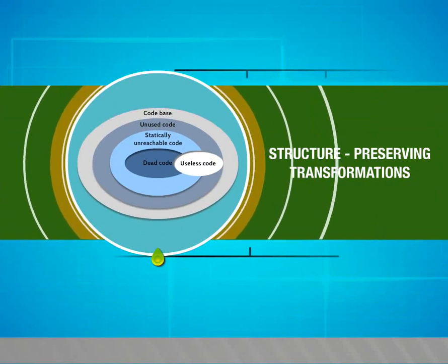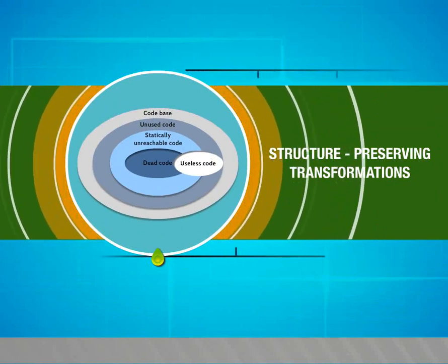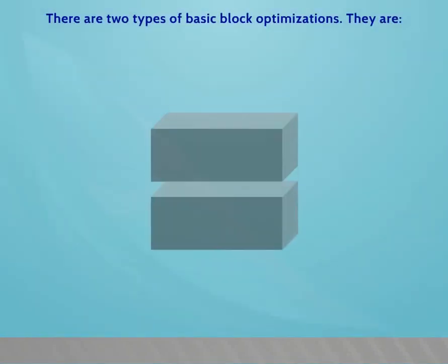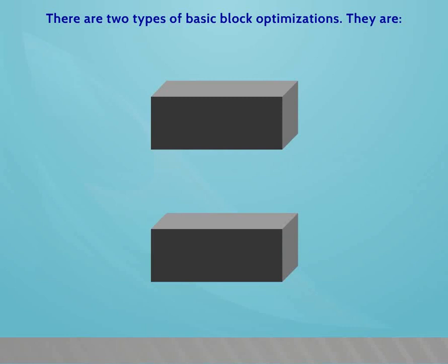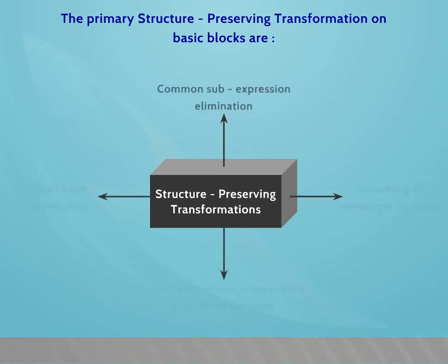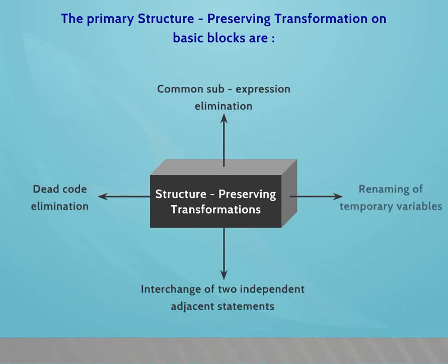Structure preserving transformations. In this video, we are going to see about structure preserving transformations. There are two types of basic block optimizations. They are structure preserving transformations and algebraic transformations. The primary structure preserving transformations on basic blocks are common sub-expression elimination, dead code elimination, interchange of two independent adjacent statements, and renaming of temporary variables.